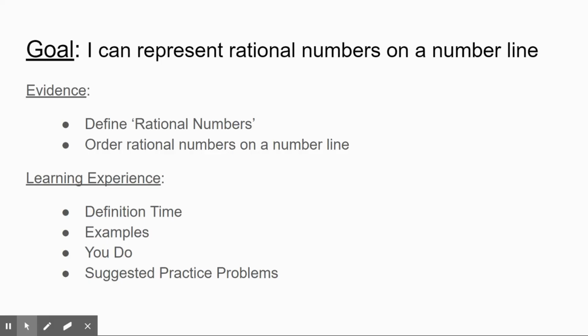We're going to represent rational numbers on a number line. So we're going to need to do some more definitions. We're going to define rational numbers this time. We're going to talk about ordering rational numbers on a number line. So we're going to look at a Frayer model first, look at some examples of how you actually do this, and then there will be some problems for you to practice.